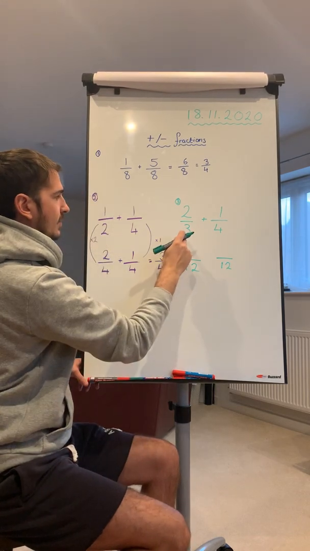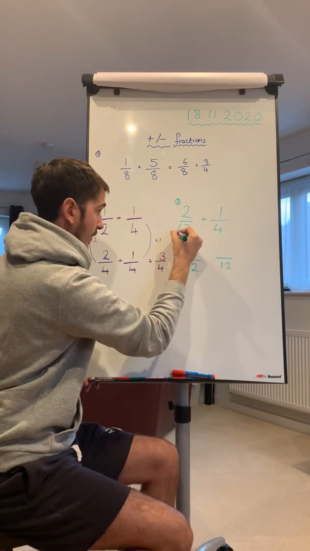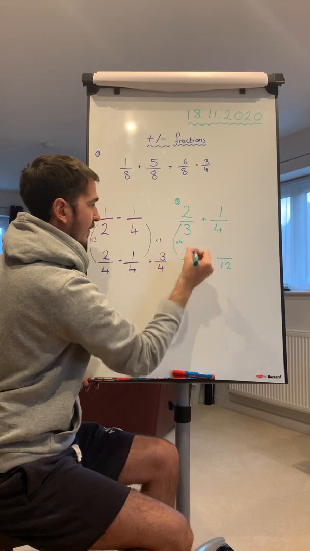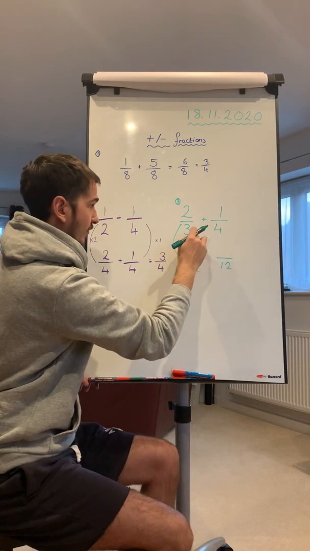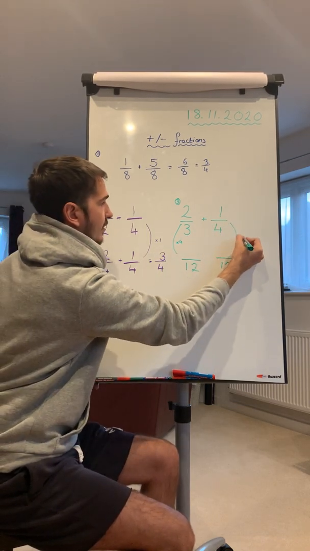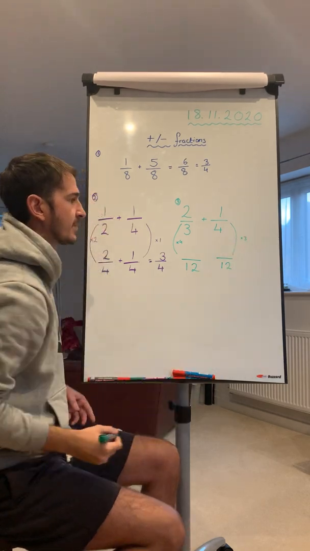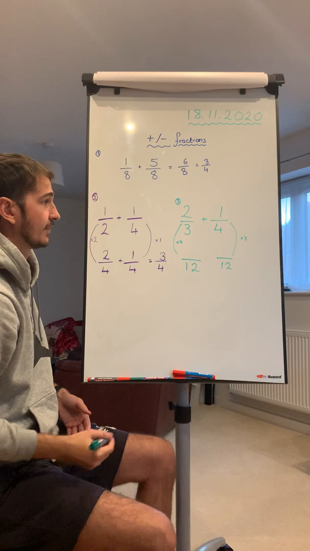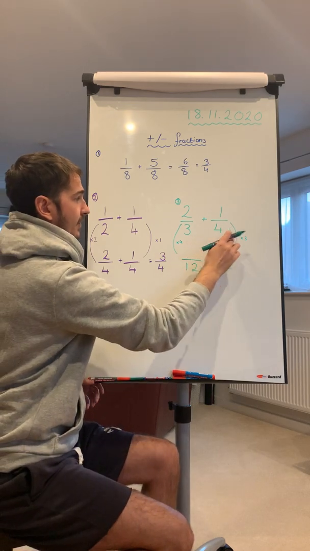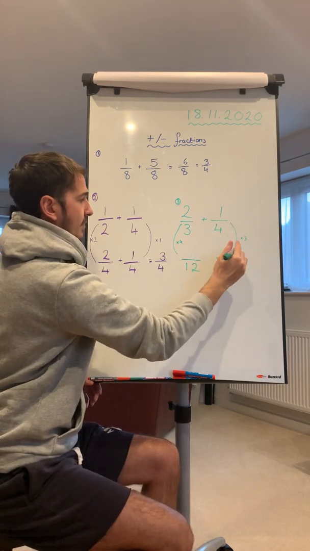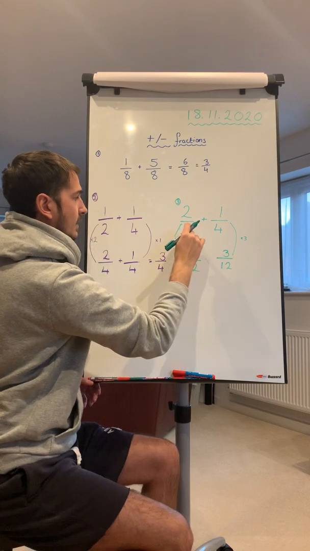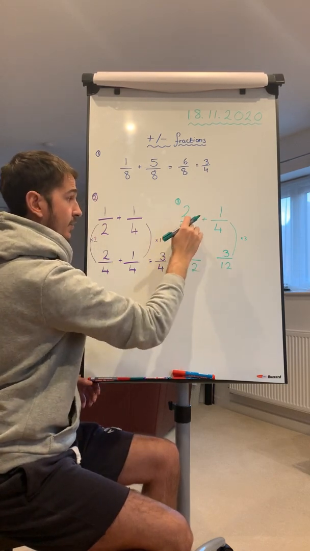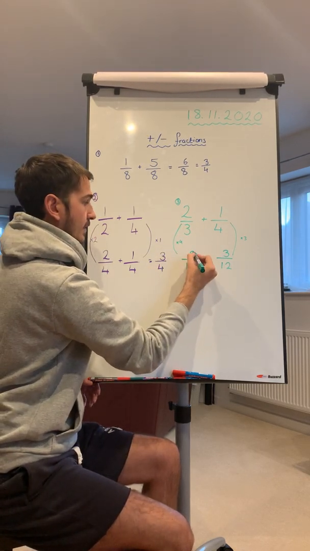So I times 3 by 4 to get to 12, so I'm going to times this whole fraction by 4. I times this 4 by 3 to get to 12, so I'm going to times this fraction by 3. Remember, whatever I do to the top, I have to do to the bottom. So 4 times 3 was 12, so 1 times 3 is 3. 3 times 4 was 12, so 2 times 4 is 8.